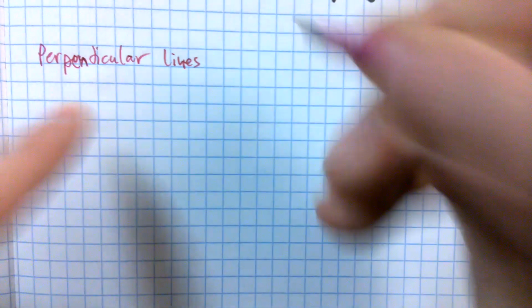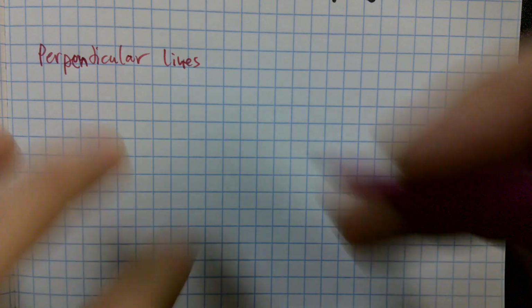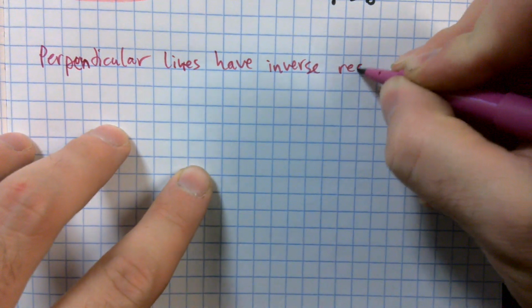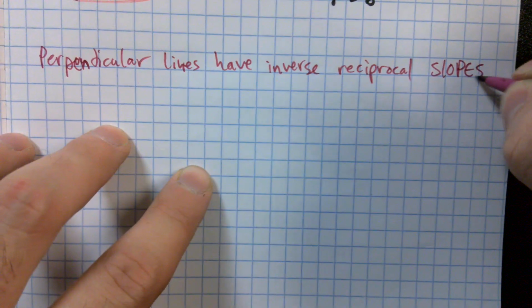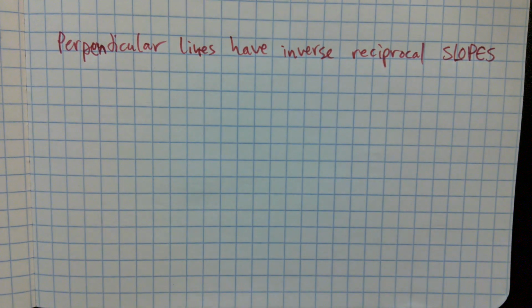Perpendicular lines have inverse reciprocal slopes. A little bit more complicated than just having the same slope. What does a reciprocal mean again? It's like flip. Numerator and denominator flipped around, right?